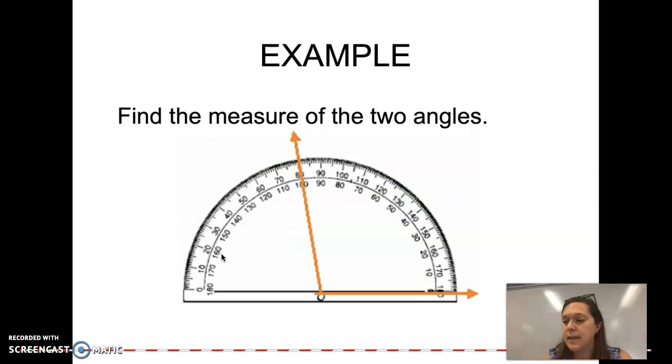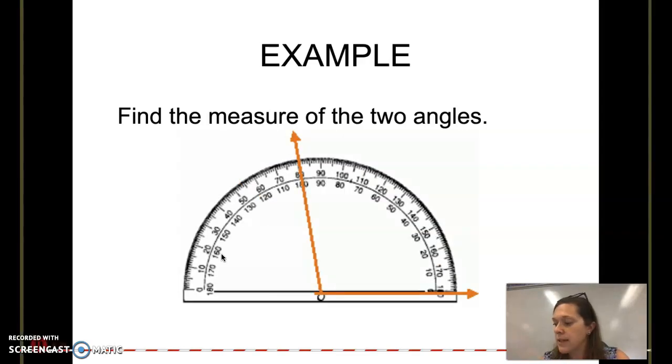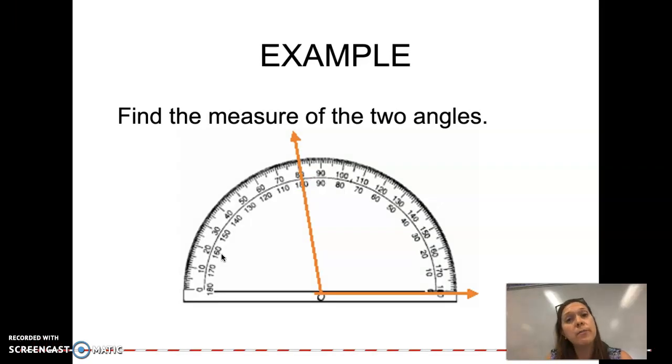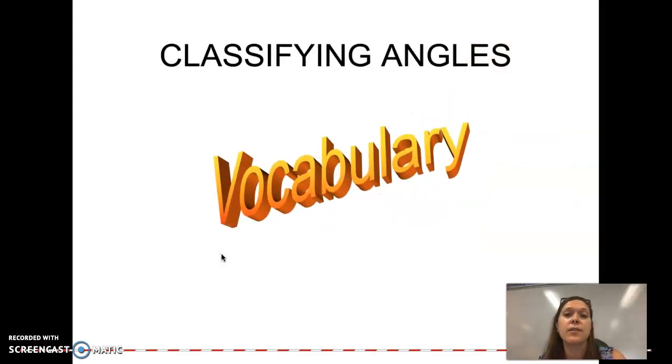All right, how about this angle? This angle is crossing at, looks like 100 degrees. So the measure of that angle is 100 degrees. So given a protractor, you should be able to identify the degree.